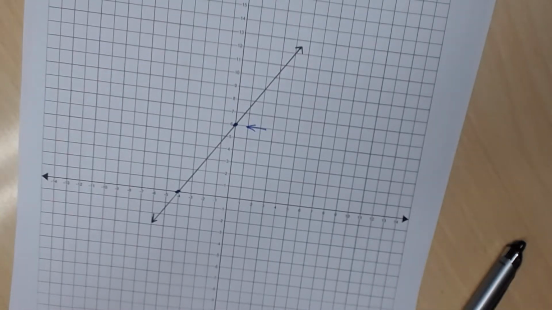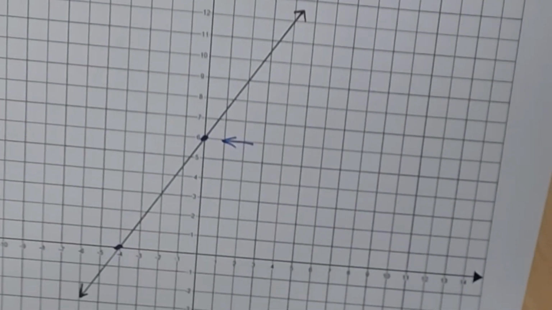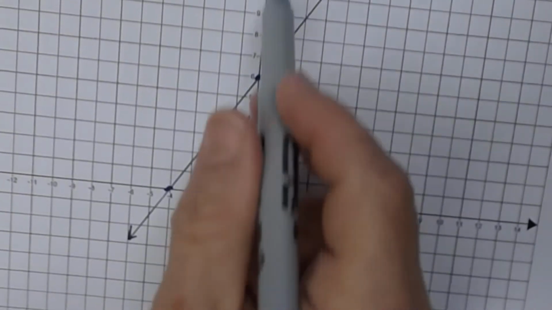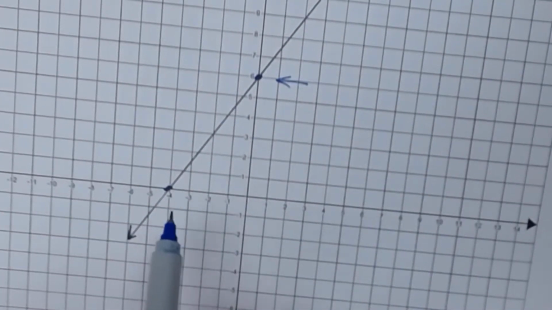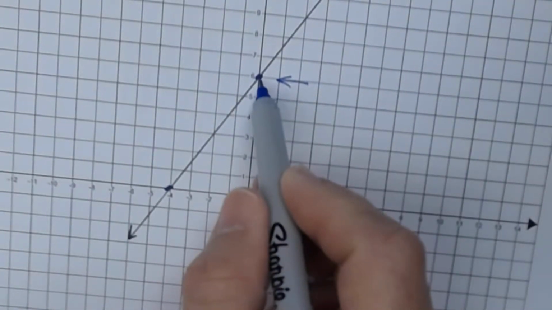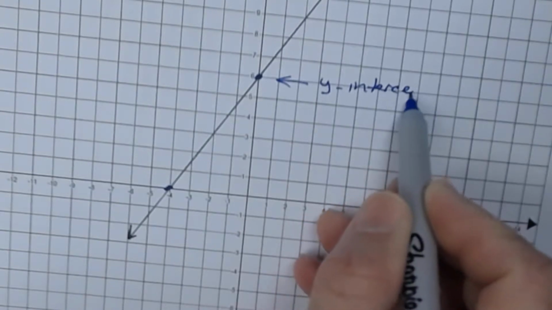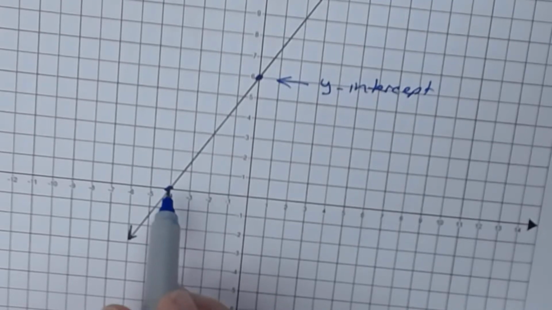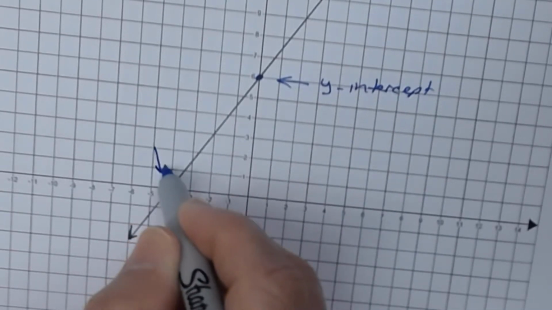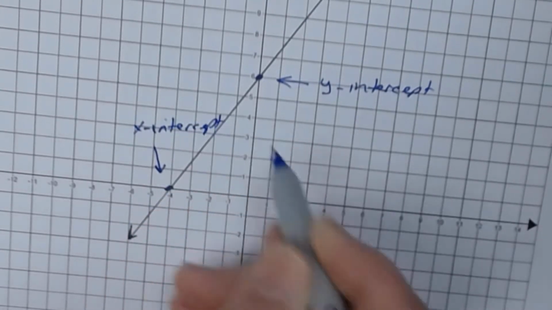So if I zoom in, you can see a little bit better. Notice that this is the point where the graph crosses the y-axis, and this is the point where the graph crosses the x-axis. So this right here is called the y-intercept, and the point where the graph crosses the x-axis is called the x-intercept.